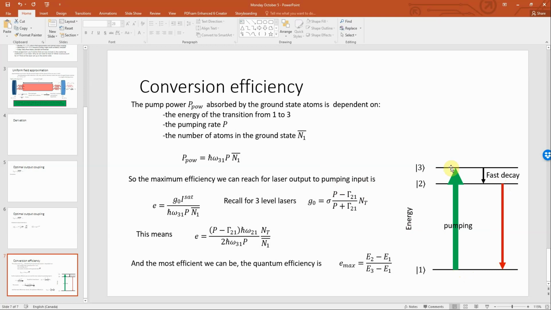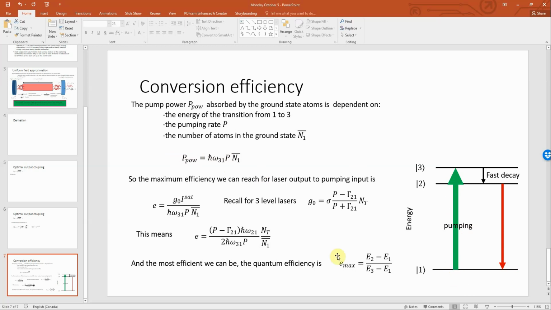this energy from the transition from state 1 to state 3, the pumping rate, how hard we're pumping this, so P, and the number of atoms in this state, right? So if we have more atoms in the state, more likely to absorb them. So that means that this pump power is going to be the energy of this transition times that pumping rate times the number of atoms here.